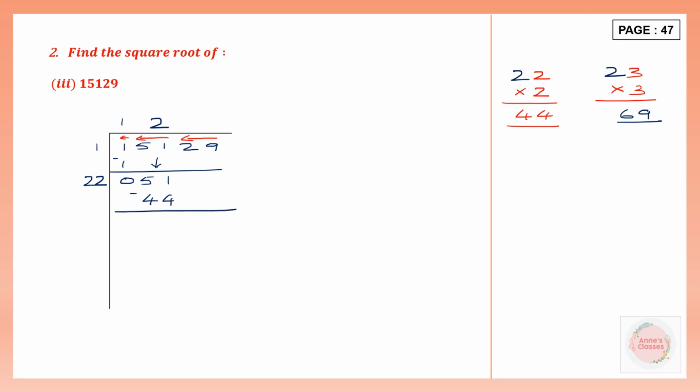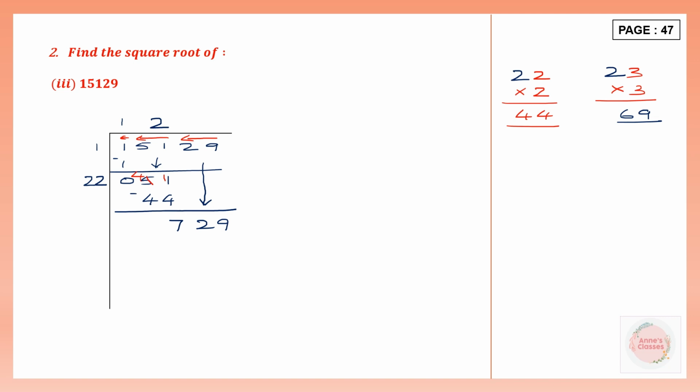Now let's minus here. So this is 4, 11. 11 minus 4 is 7. Now bring down the next pair, which is 29, both the digits. So now our number is 729. Next step is to double this quotient. 12 is here. To double it means to multiply it by 2.